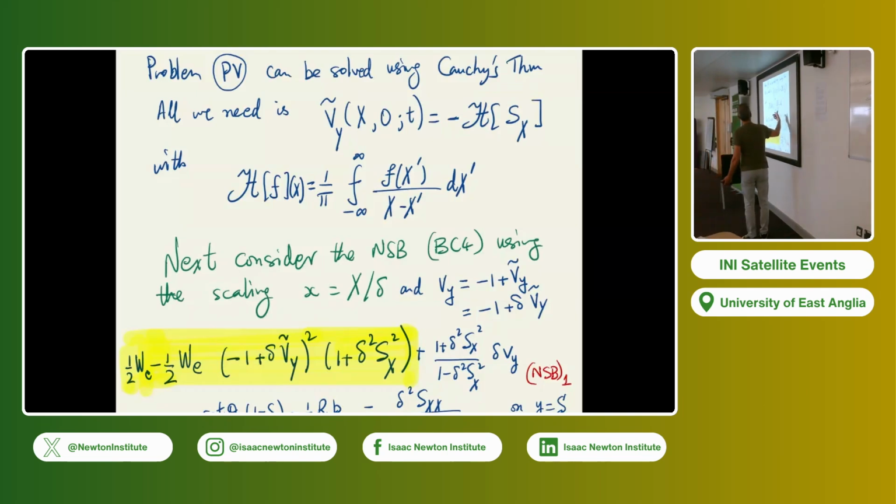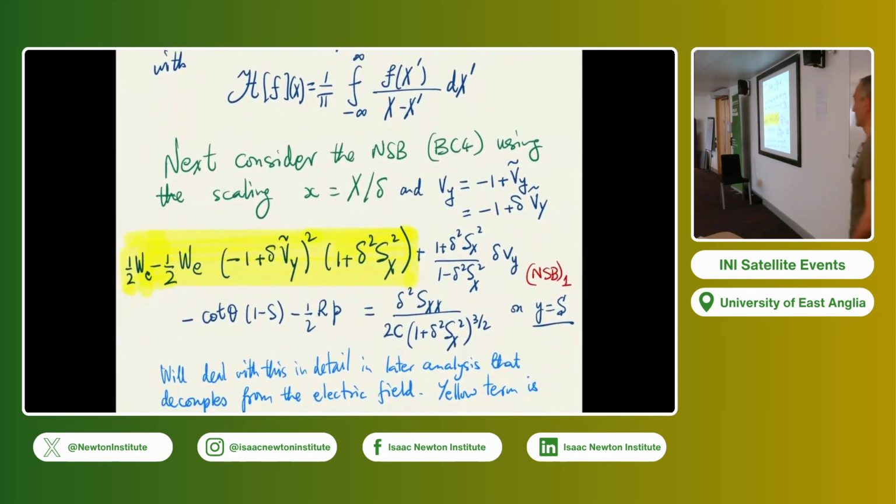But what I really need is a Dirichlet-Neumann map. I know the Dirichlet condition, and then I need to find this. It's quite easy to show that it's minus the Hilbert transform of Sx. So you either use Cauchy's theorem or you can do it with Fourier transforms. It really doesn't matter. If things are much more complicated, the Fourier transform will also give you this. And this is the definition of a Hilbert transform that I'm using.